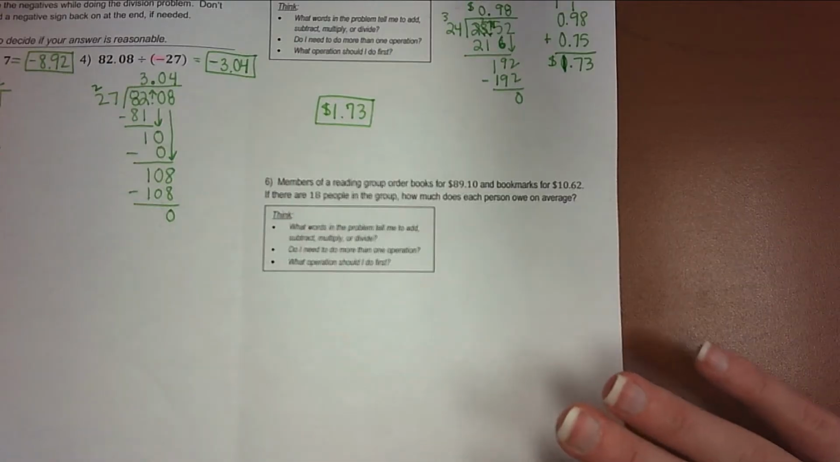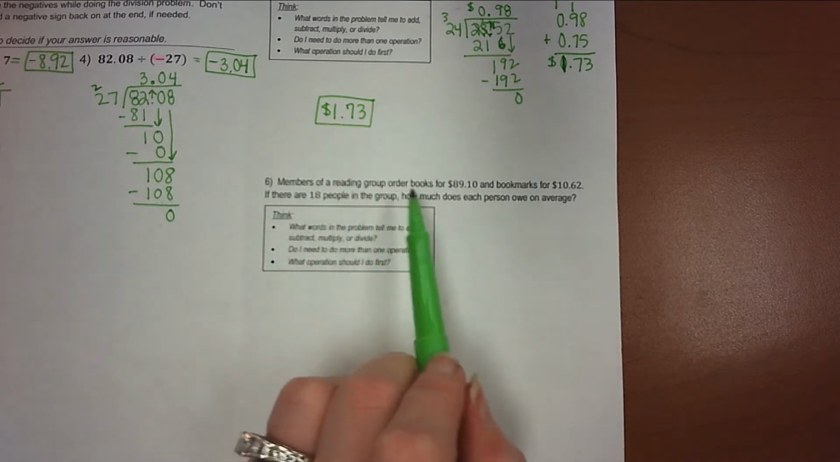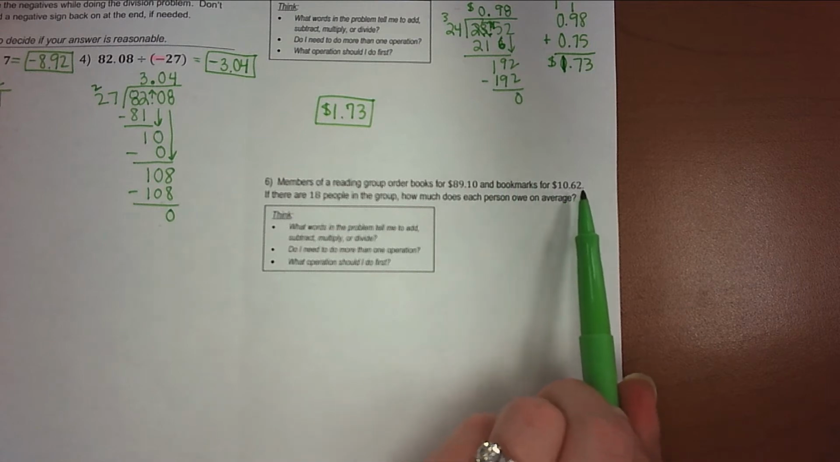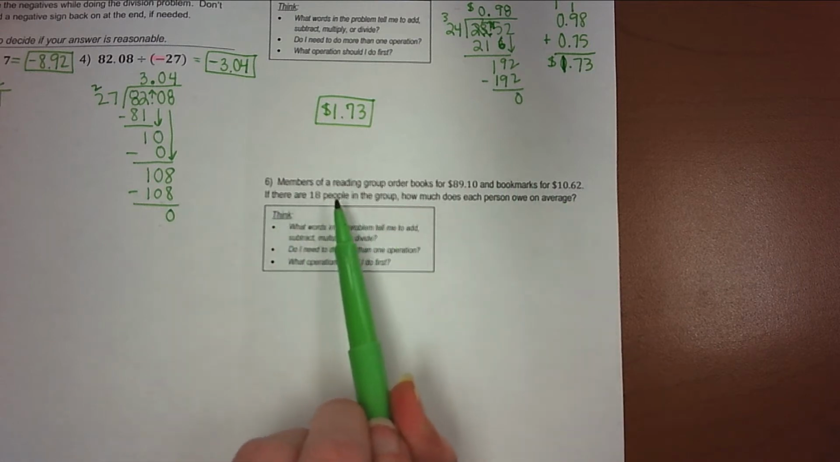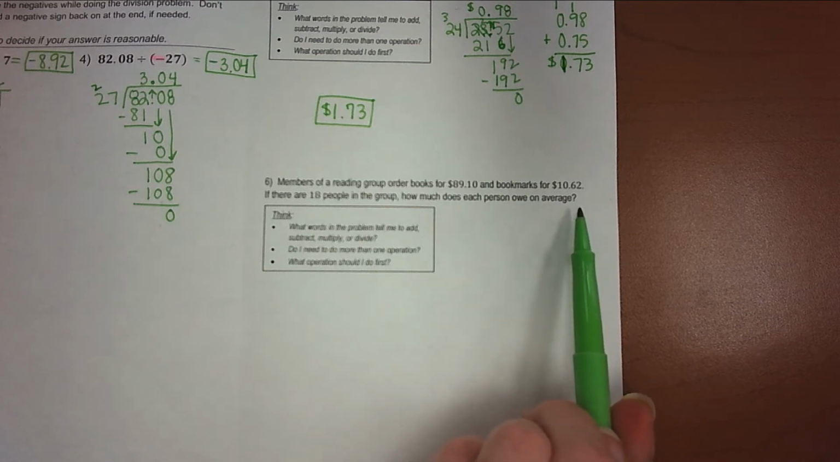If you want a challenge, go ahead and try it. Pause the video and try number 6 on your own. Otherwise, you can keep watching with me. Number 6 says members of a reading group order books for $89.10 and bookmarks for $10.62. If there are 18 people in the group, how much does each person owe on average?